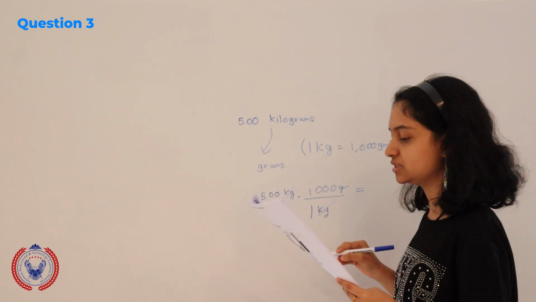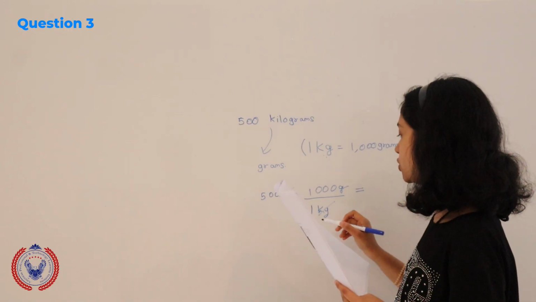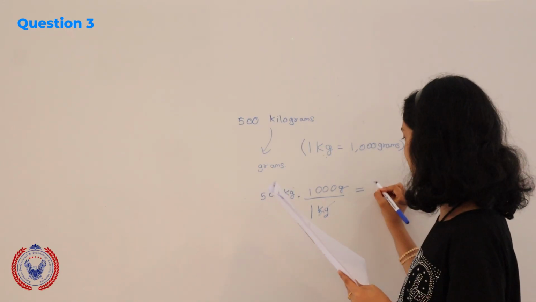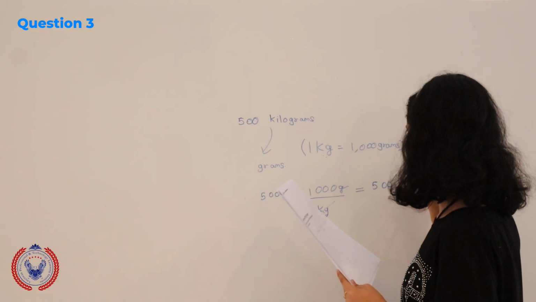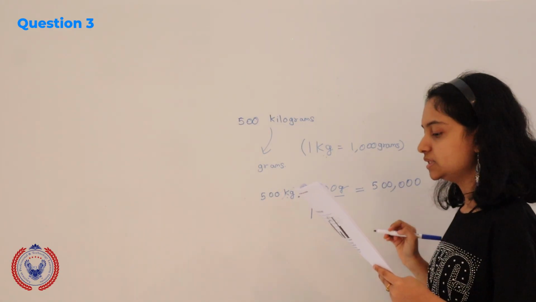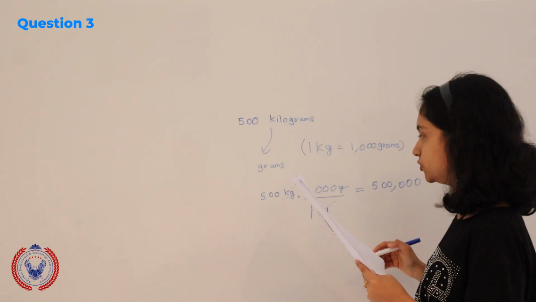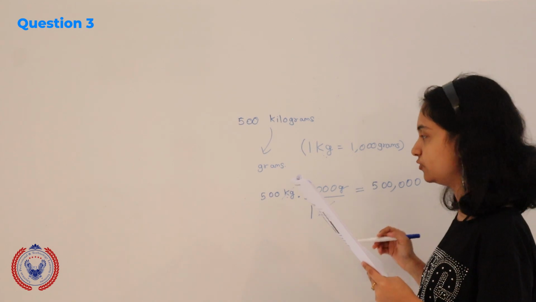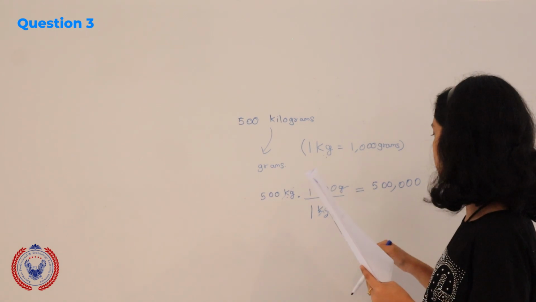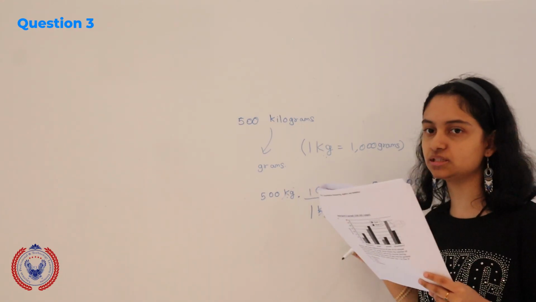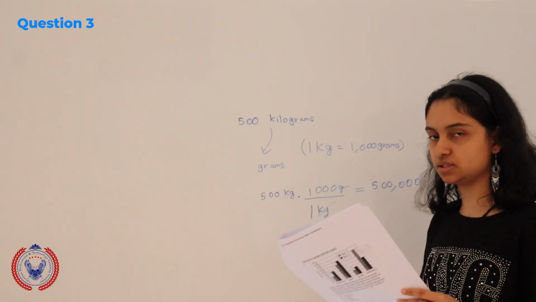And D, it is 500,000. Let's see which is the right choice. So when I put this into a calculator and calculate, it is going to be 500,000, which is D. C is not a right answer choice because just by looking at it, if you look at the number of zeros in C, it is 4 zeros. And here I have 1, 2, 3, 4, 5 zeros, and also in my answer. So that's a quick trick there. Hence, D, 500,000 is the correct answer.